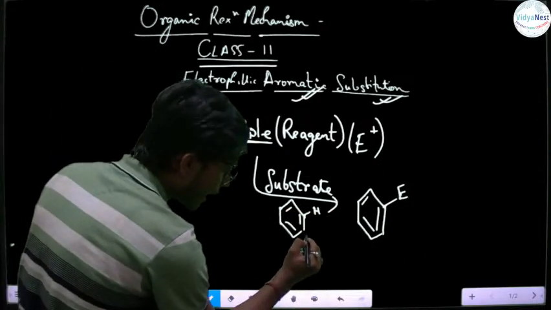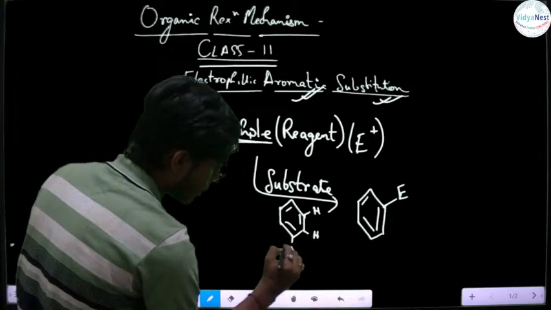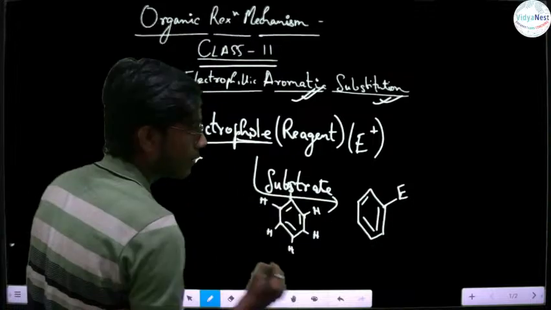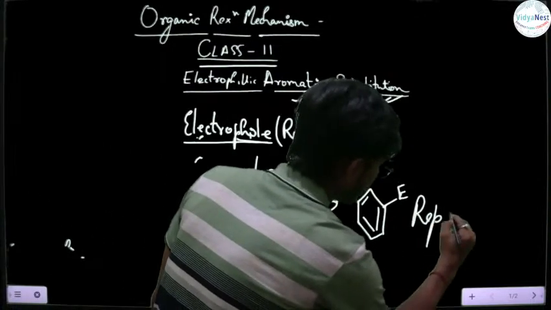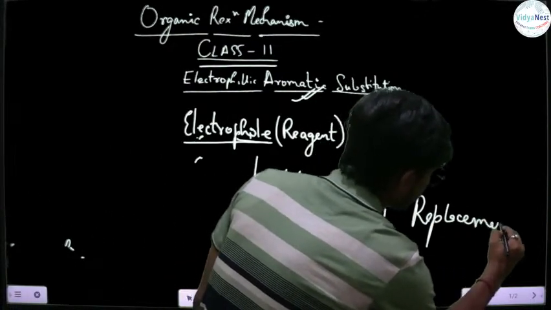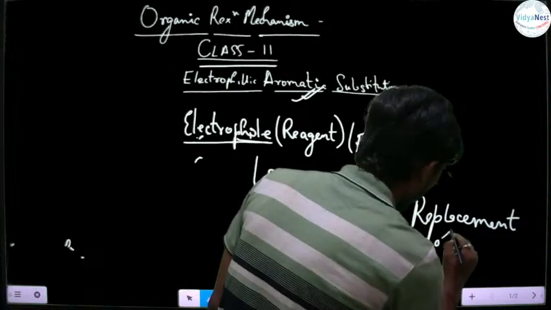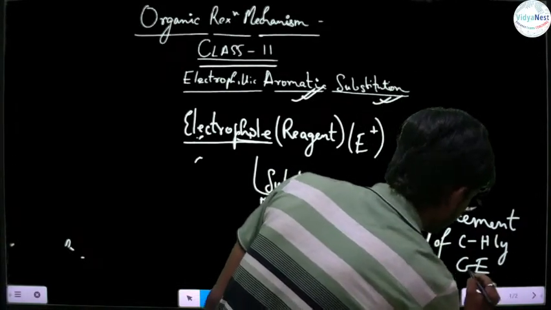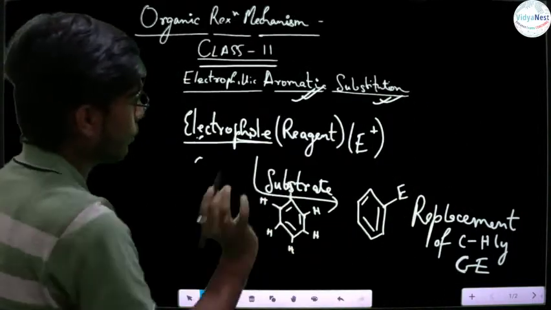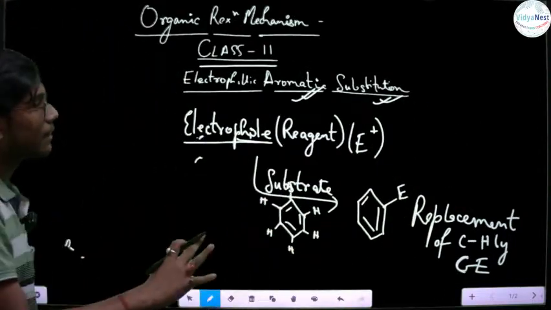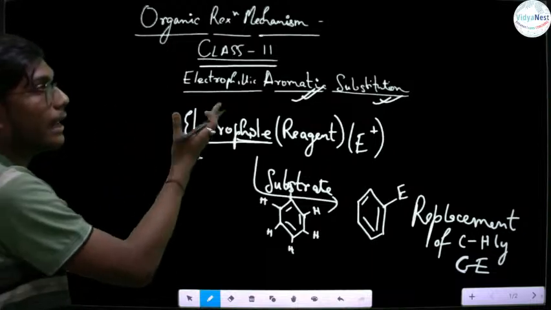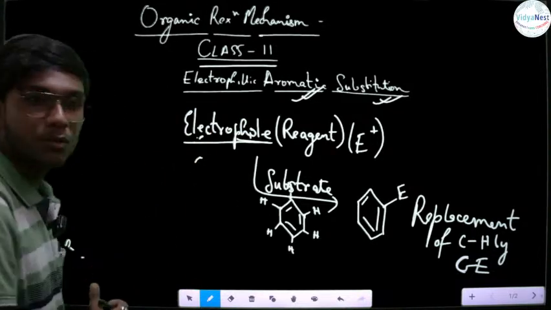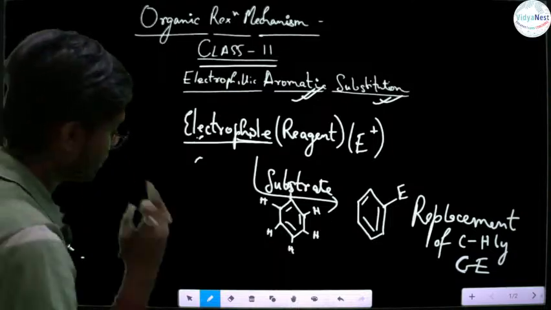In every carbon, we have a hydrogen bonded over here in all the carbons. So it's basically the replacement of CH bond by a CE bond. It's basically the replacement or substitution of CH bond by a CE bond. E is our electrophile. Okay. So that's the basic definition of what an electrophilic aromatic substitution is. If this is clear, then we will move on to the mechanism of electrophilic aromatic substitution reactions.